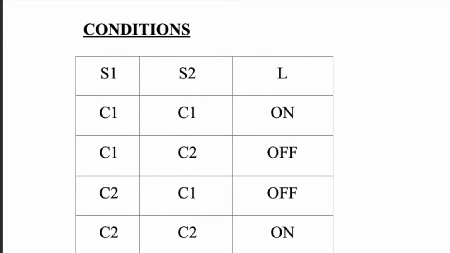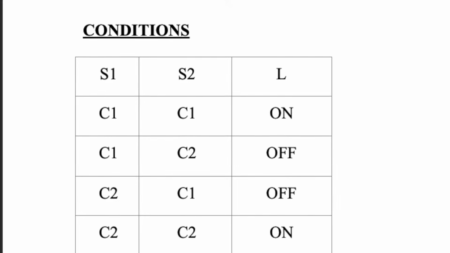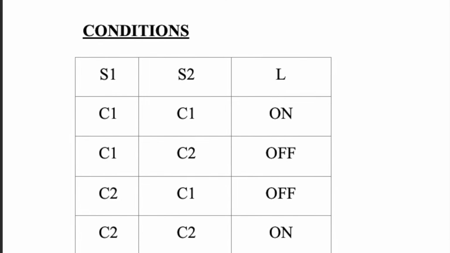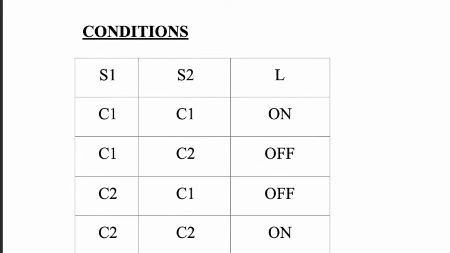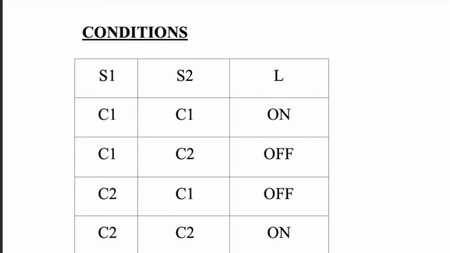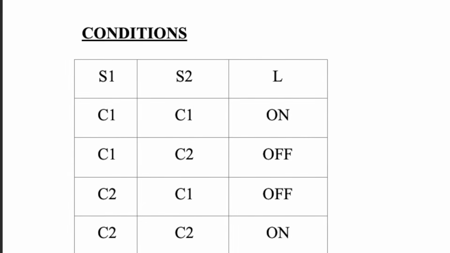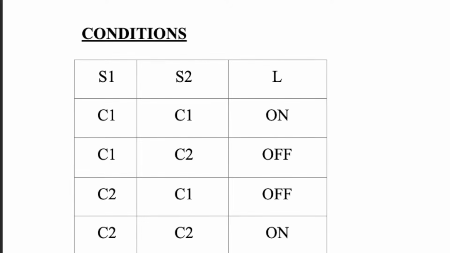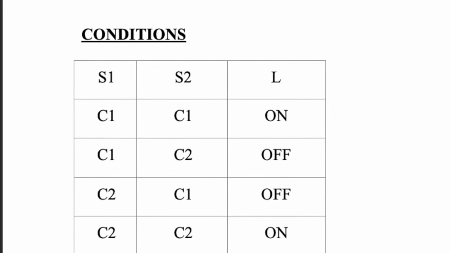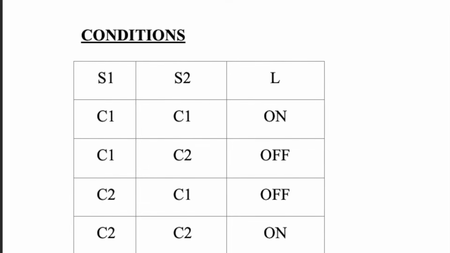So the condition is formed with the two switches S1 and S2. If S1 is in position C1 and S2 is in position C1, then the lamp should glow. This is the logic which I am designing. You can design it in any way you like. Once you develop the logic, only then can we go for the wiring. I am just developing this logic according to me; you can try a different one also.